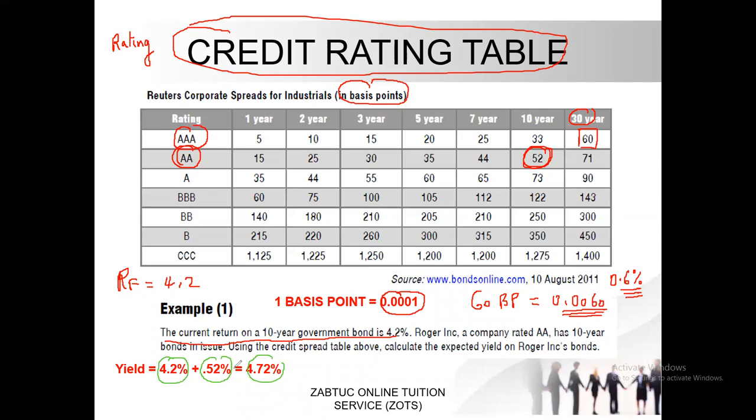That's what investors expect to be paid. 4.2 plus the credit spread. To an investor, this is the expected rate of return. To a company, this is what we call our cost of debt. So our cost of debt will be 4.72. We just apply the tax factor. That's what we expect.